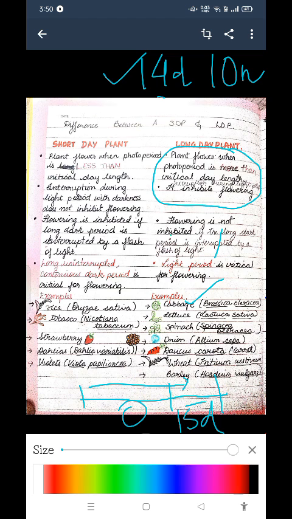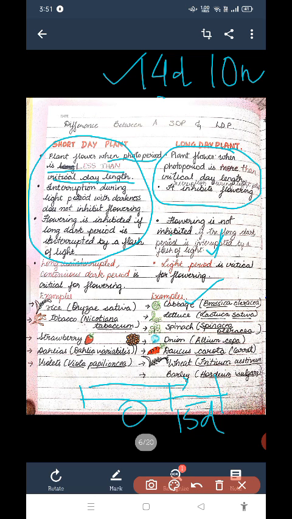So this kind of plant will not stop flowering even if you increase the amount of daylight. But what about short day plants? Let us take a look at the short days. A short day plant is a plant which, when the photoperiod is less than the critical day length or equal to it, will flower.